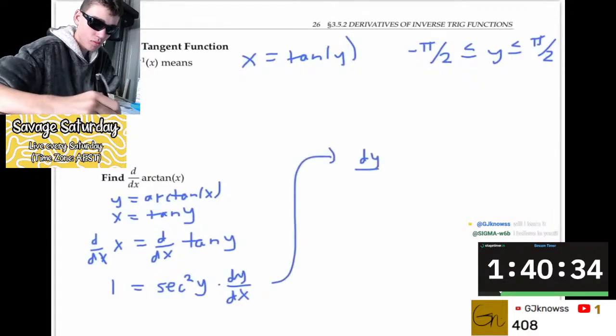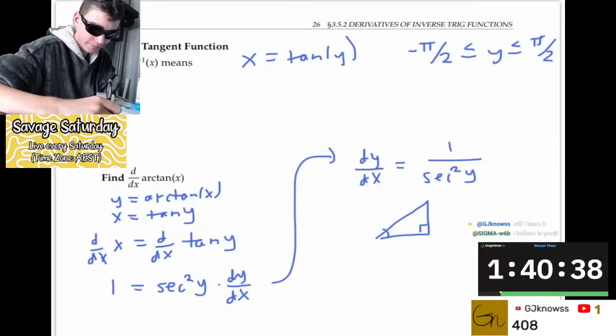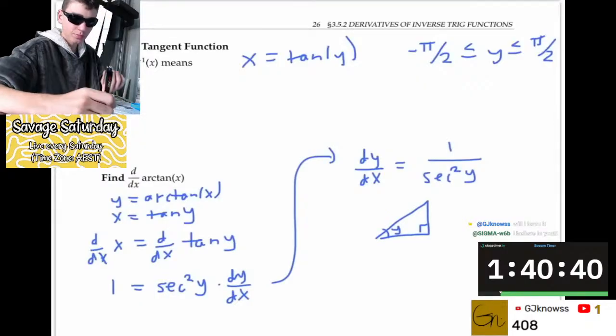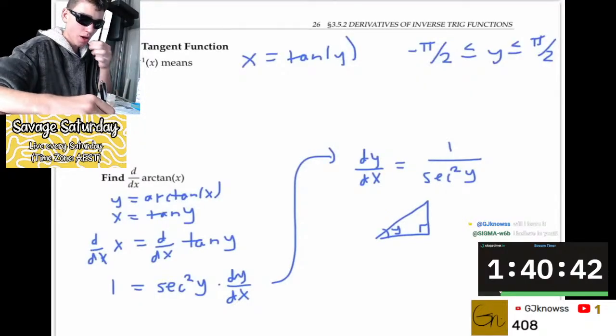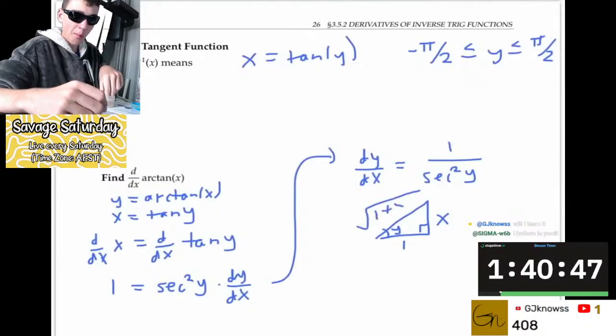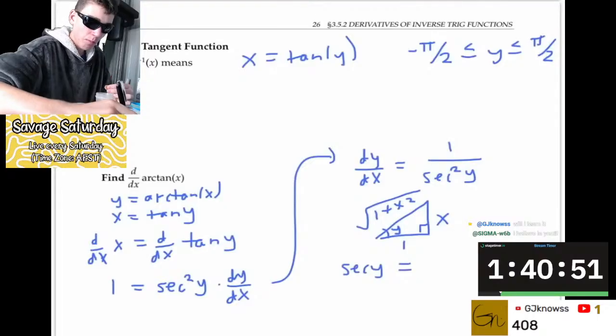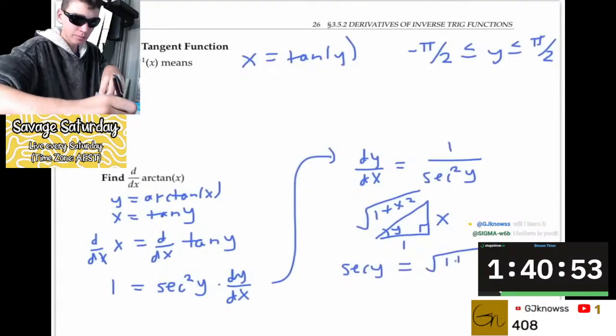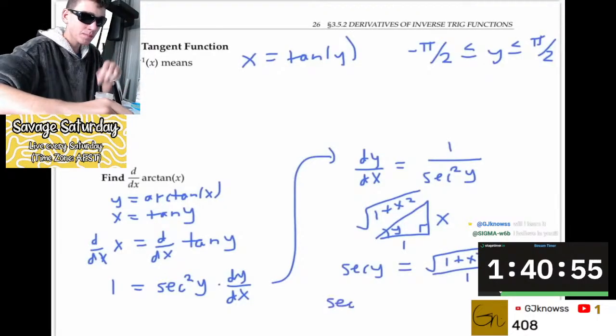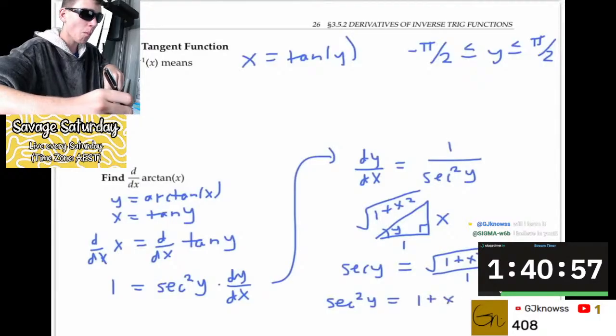Solving for dy dx, we have 1 over secant squared of y, and using our right triangle as before, we can label the angle as y. Since I know that tangent y is x, and tangent is opposite over adjacent, I'm going to label the opposite side x and the adjacent side 1, which gives us a hypotenuse of the square root of 1 plus x squared. Now we know that secant of y is 1 over cosine of y, so that's hypotenuse over adjacent. So that's the square root of 1 plus x squared over 1, and so secant squared of y is just the square of this, which is 1 plus x squared.